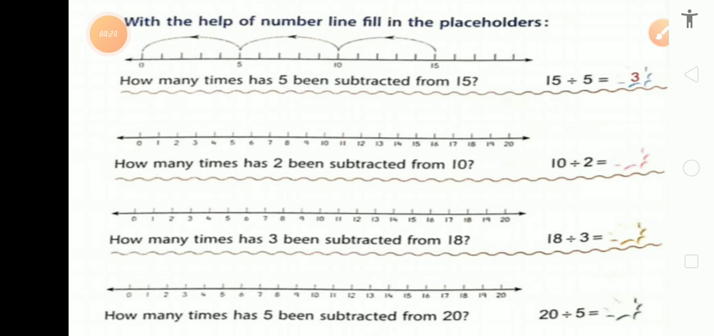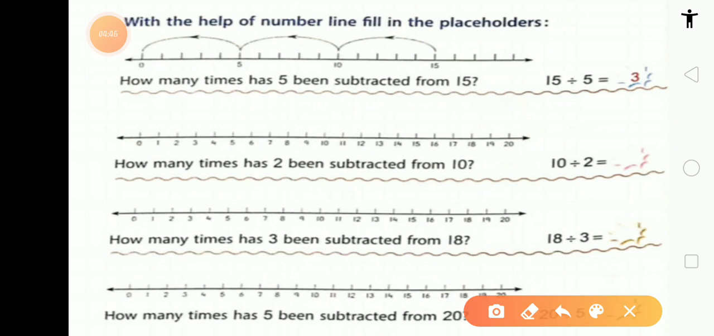In the first question you can see, with the help of the number line fill in the placeholders. Here we have a number line and it has the numbers from 0 to 15, and the question is saying how many times has 5 been subtracted from 15? Okay, 15 divided by 5 gives the number 3. Then we start from 15 and we reach 10.